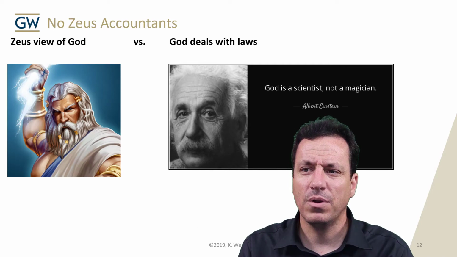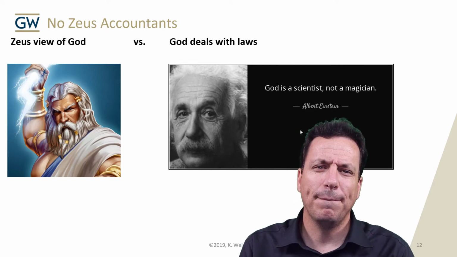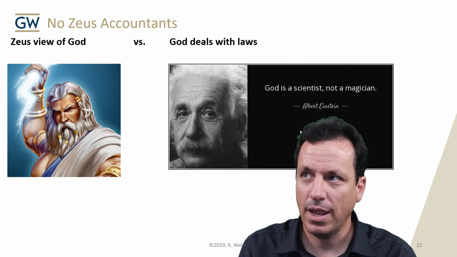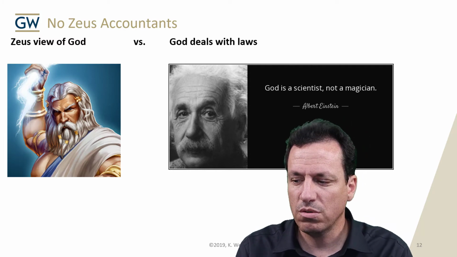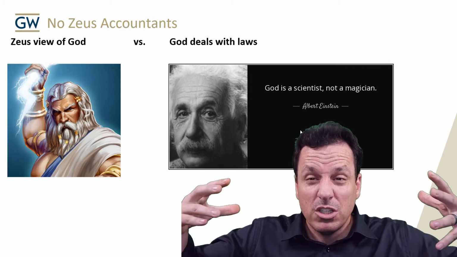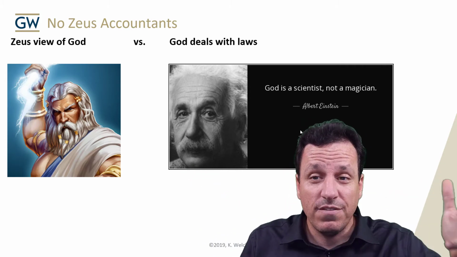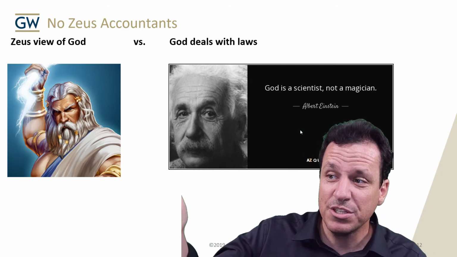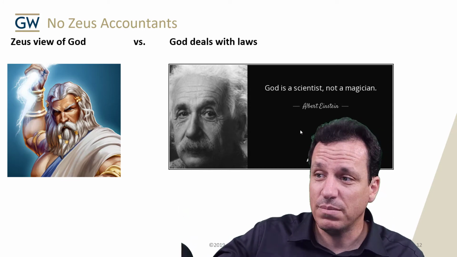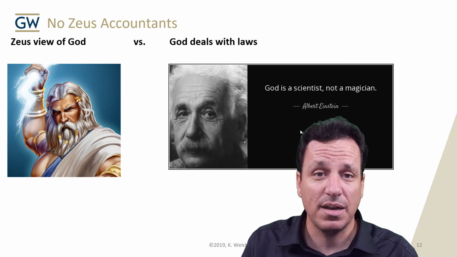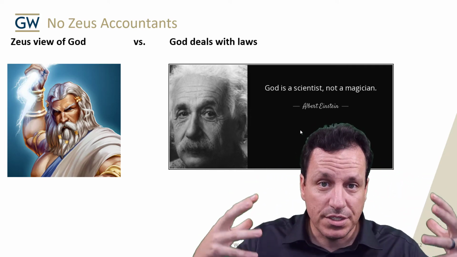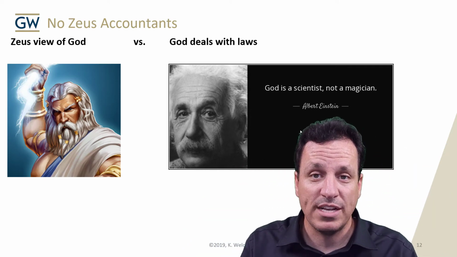This is another idea that I got from one of my favorite professors, Clayton Christensen. You can bucket two different worldviews of God. And I know a lot of you are like, am I in a theology class right now? No, you're in an accounting class. But there's two worldviews of God. There's a Zeus kind of view, where God just creates lightning bolts and makes things happen. And then there's this other view, espoused by Albert Einstein: God is a scientist, not a magician. This is the idea that God works within laws and rules and is bound by those rules and laws as opposed to being outside of them.